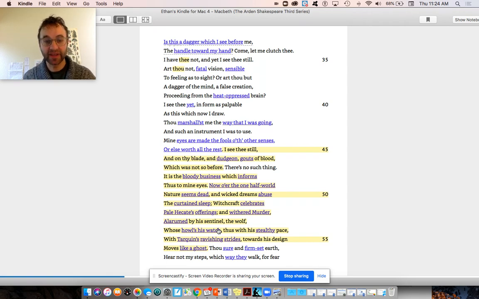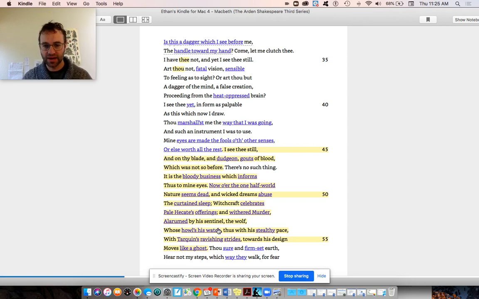his stealthy pace, with Tarquin's ravishing strides. So it's like this wolf is sprinting, this wolf that's the sentinel, the guard of murder, is sprinting at the same pace as the most horrible dictator, the most horrible tyrant in the history of Rome, this guy called Tarquin. And Tarquin was this horrible tyrant who killed all these people. And Shakespeare actually wrote this really long poem about how Tarquin raped a lady. And that poem is called The Rape of Lucrece. And so he's already written all about Tarquin. And Tarquin is just, in other words, this famous Roman evil guy.